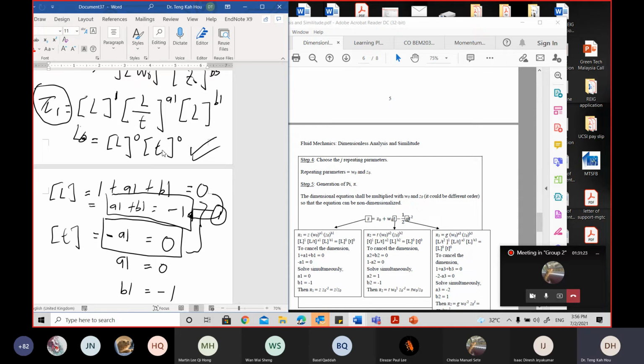I carry on for the T. No T over here, only T over here. T to the negative A1 equal to T0. That's why I know that negative A1 equal to 0, and I know A1 will be 0.